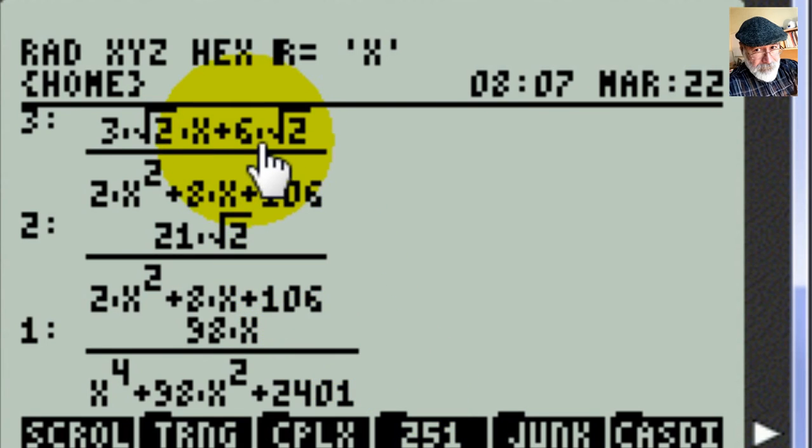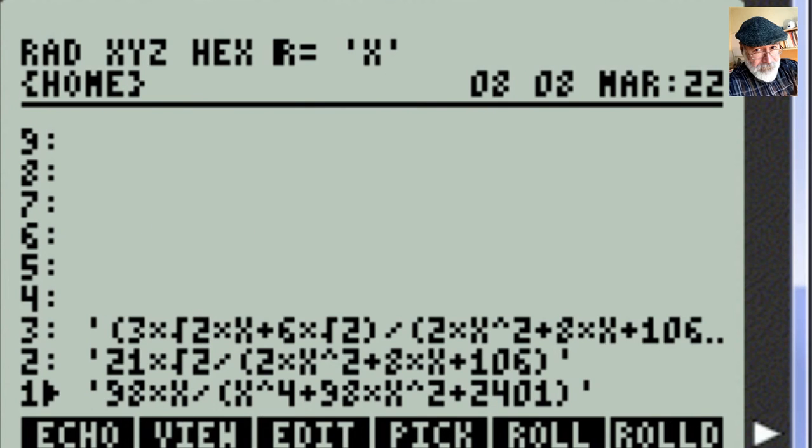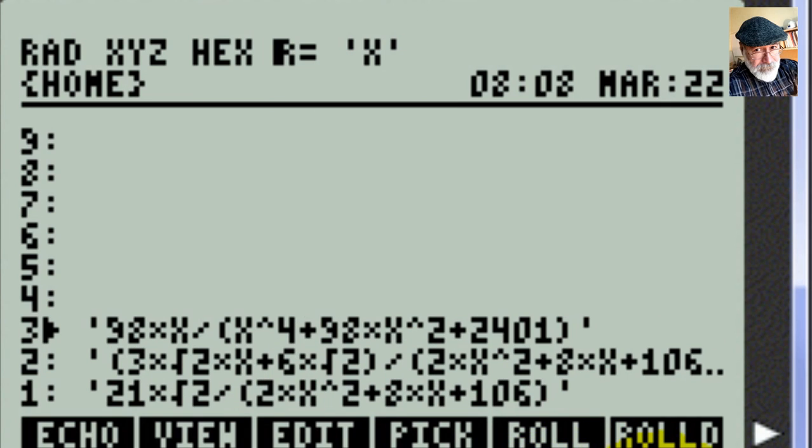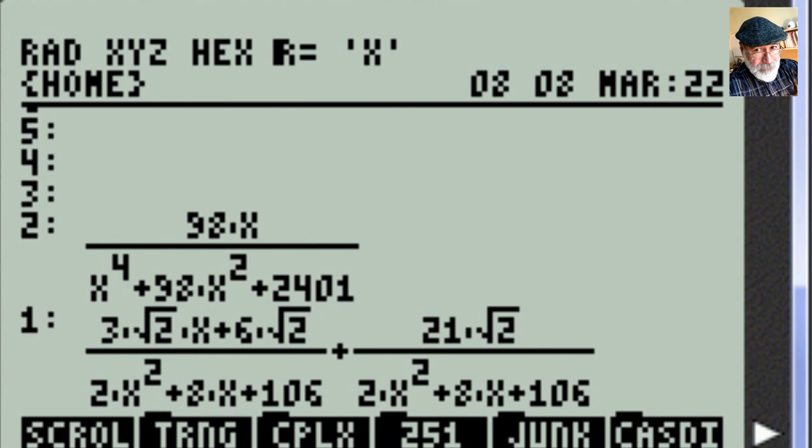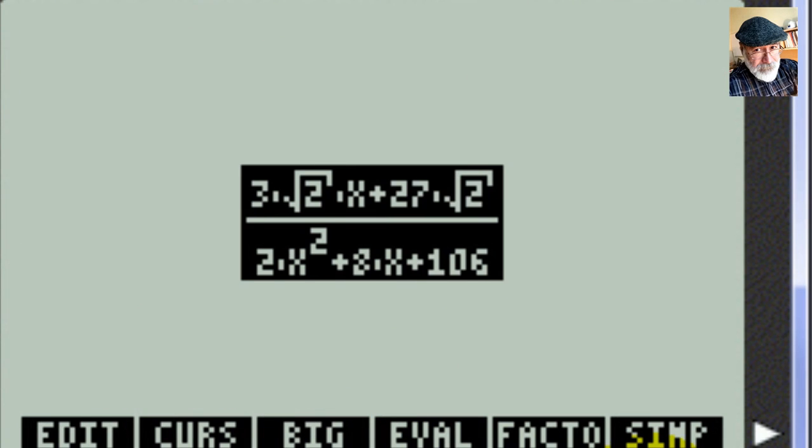By the way, observe that the 2 terms at the top have the same denominator. Perhaps we could add them up and simplify them a bit, or maybe not. I do not know. Let me go up here and say roll down, roll down. That way those 2 terms are at the bottom, and I can try and add them up. Let's see what happens. Add them up and down arrow and simplify.